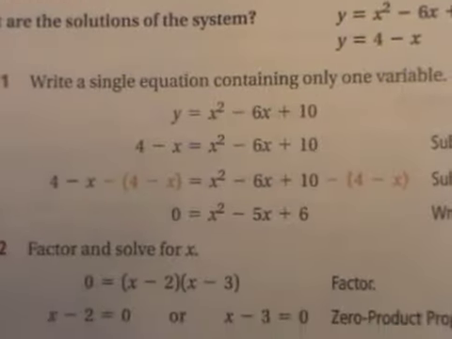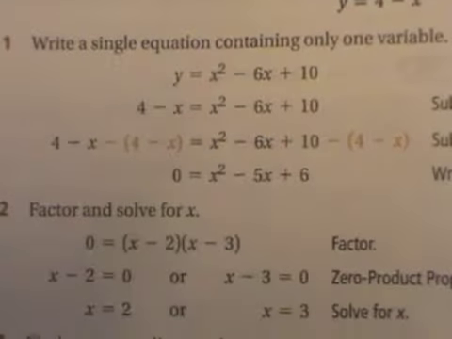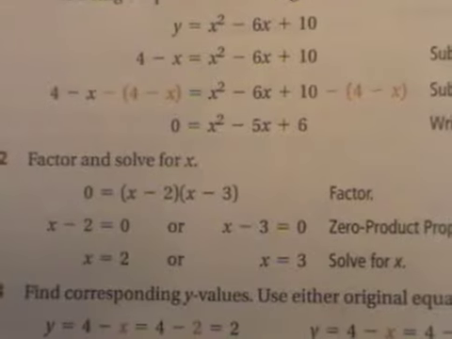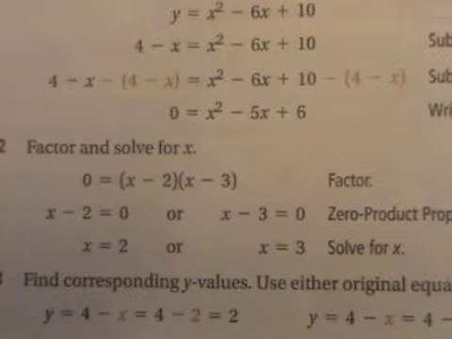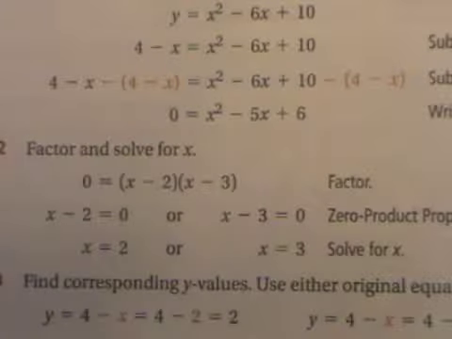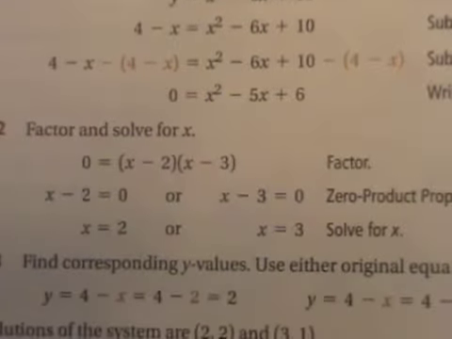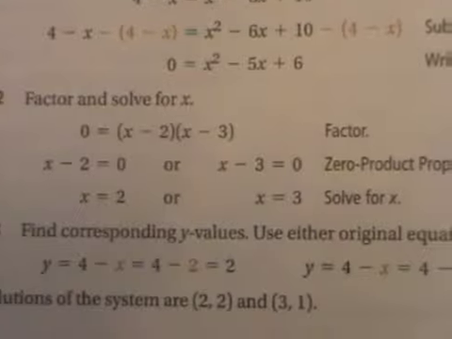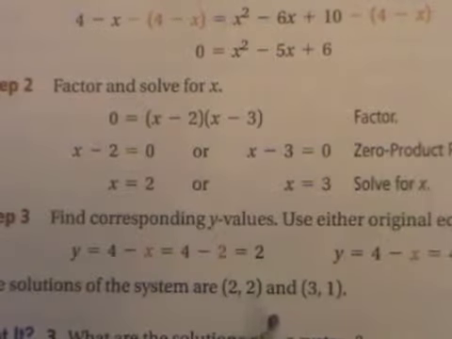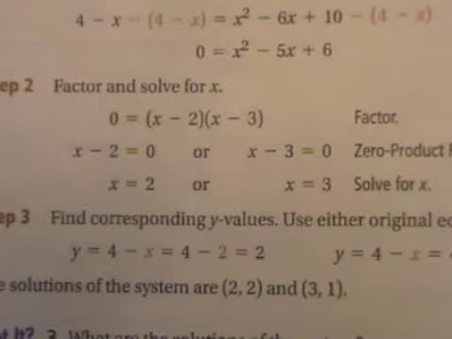Now you can factor. x equals 2 or x equals 3. Plug those numbers back in. Use either equation, so you might as well use the most simple one. And you find your solutions of that system are (2, 2) and (3, 1).